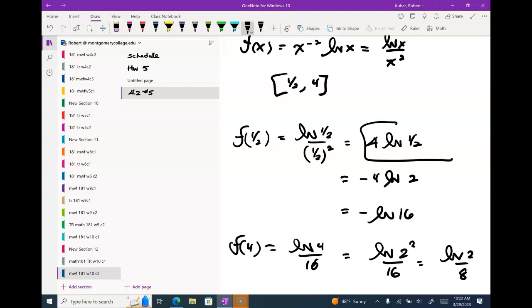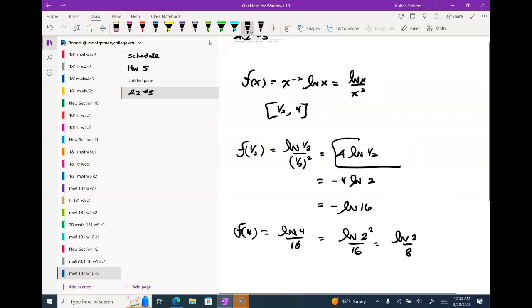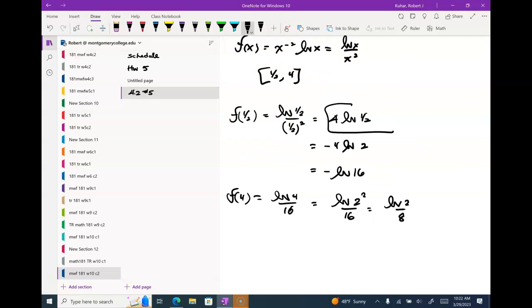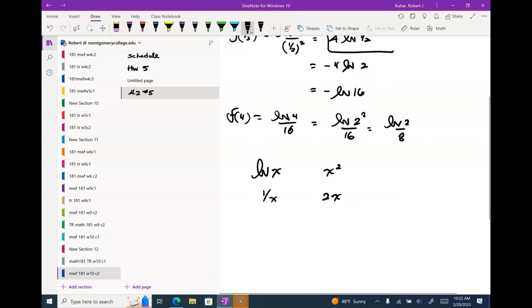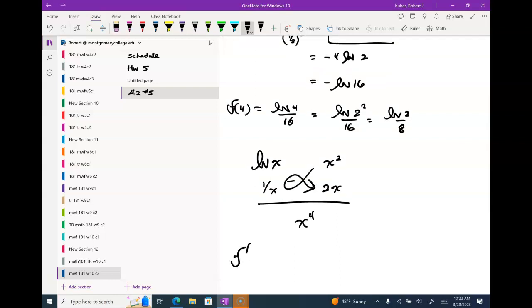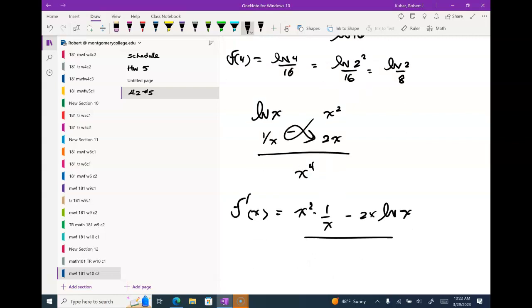Is my critical higher than that or not, right? So derivative, I'm going to use the quotient rule. Upstairs function is ln of x, derivative is 1 over x. Downstairs function is x squared, derivative is 2x. And then the downstairs squared is x to the 4th. So my derivative is x squared times 1 over x minus 2x ln of x all over x to the 4th.